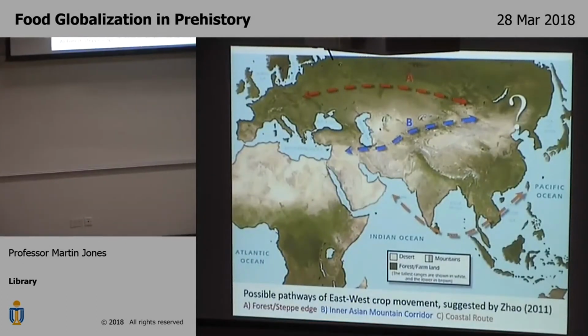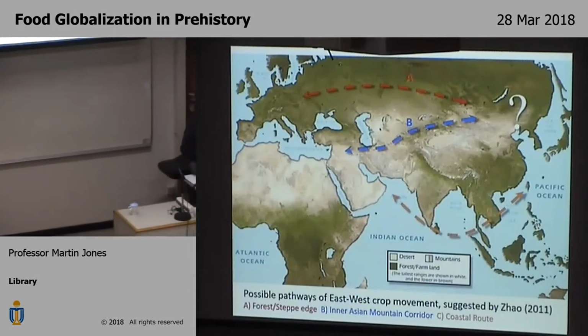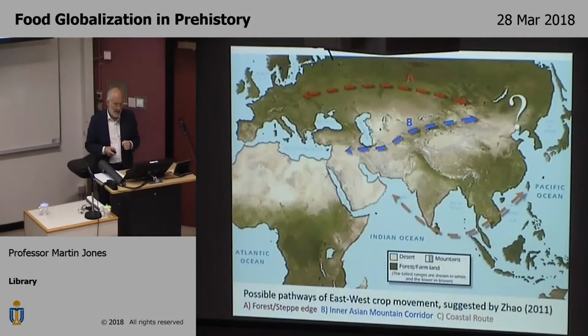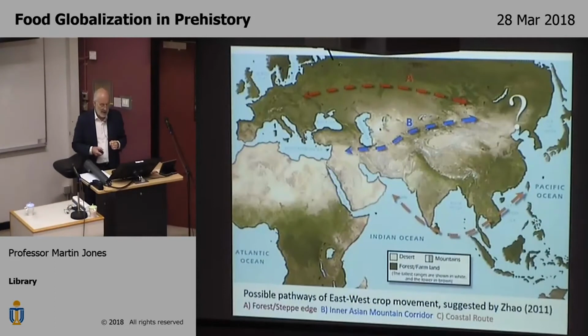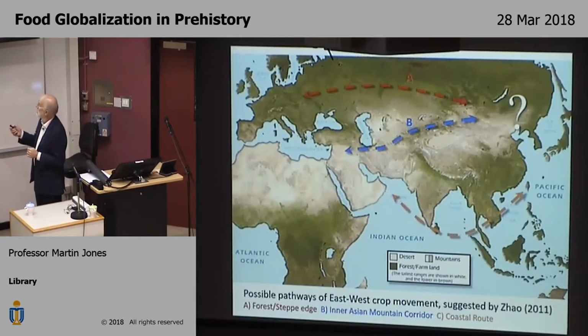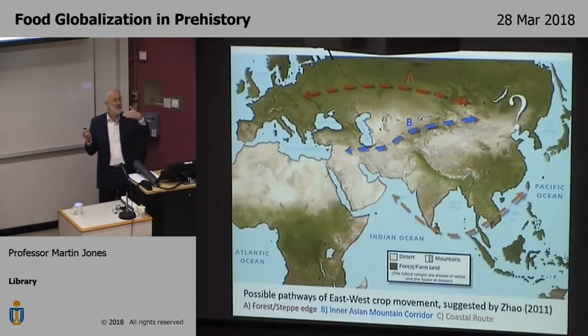Now, Zhao Jijun, and you remember he's my Chinese colleague who started finding wheat and barley in the east, speculated on what routes might be relevant. He's speculated on three routes. You've got a sea route there, the northern steppe route, the forest steppe edge, where a lot of the early metallurgy and horse movement was happening, and then a kind of central route hugging the mountain corridor.